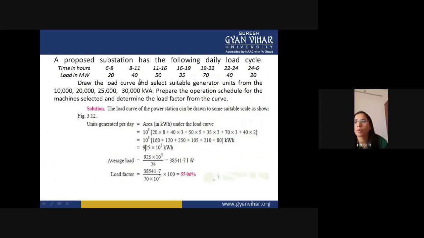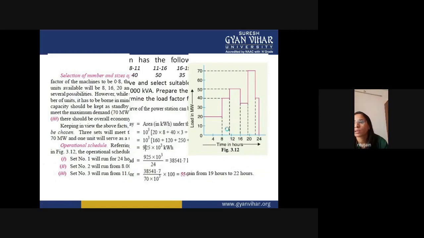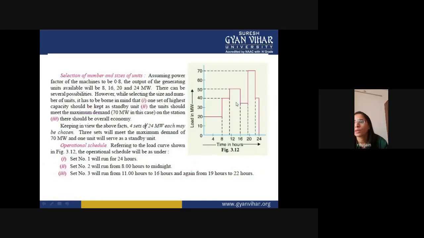Now we come to 40 megawatt load. So 40 megawatt load, 3 hours plus 2 hours, for 5 hours you require 40 megawatt load. So you can see for 5 hours, 8 to 9, 9 to 10, 10 to 11, and 11 to 12, you require 40 megawatt. Then 50 megawatt you require 11 to 16, meaning 11 a.m. to 4 p.m. you require your 50 megawatt.